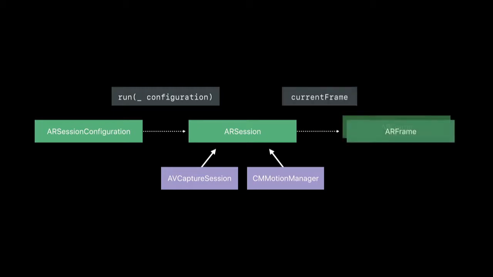Once processing is done, AR session will output AR frames. So an AR frame is a snapshot in time, including all of the state of your session, everything needed to render your augmented reality scene. In order to access AR frame, you can simply call or pull the current frame property from your AR session. Or you can set yourself as the delegate to receive updates when new AR frames are available. So let's take a closer look at AR session configuration.